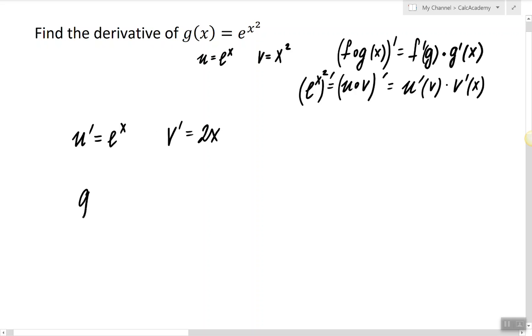So that means the derivative of g will be equal to the derivative of u with v in it, but v is x squared, so I'm going to write e to the power x squared, and then multiply everything by the derivative of v, which is 2x. So this is how we use the chain rule to differentiate a composition of two functions.